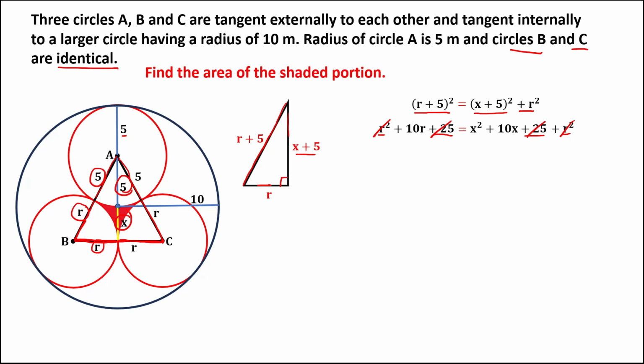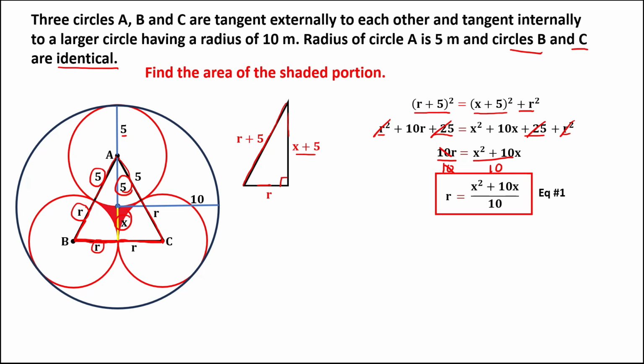So the remaining, we have 10r equals x squared plus 10x. Then to solve for r, divide both sides by 10, cancel. So therefore r equals x squared plus 10x over 10. And this is now equation number 1. Then this time to find equation number 2.